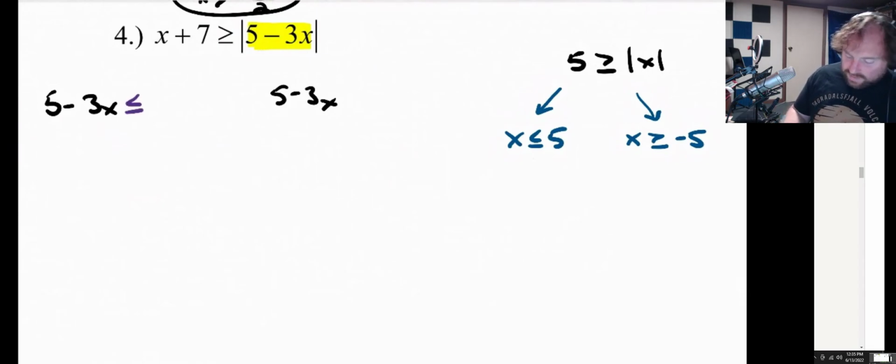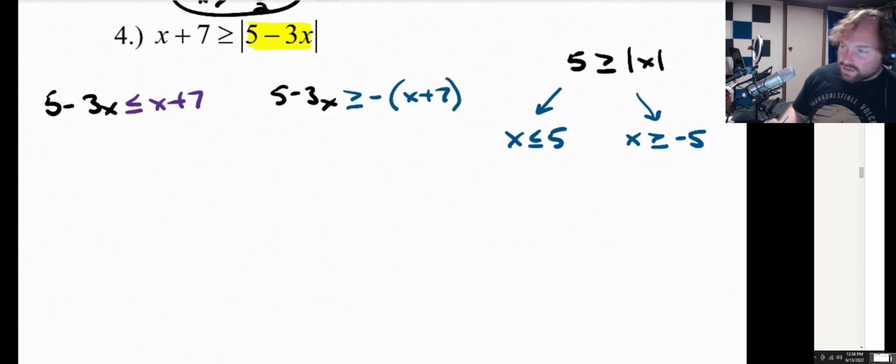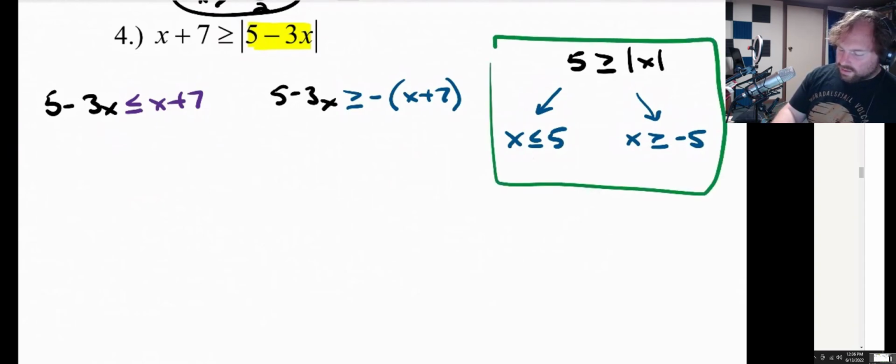But I'm saying that 5 minus 3x is less than or equal to the original x plus 7. But we also need to consider the fact that it could be greater than or equal to negative, in parentheses, x plus 7. So we're taking the same lesson that we learned by doing that example off to the side, right over here. We're applying it to a broader scope.